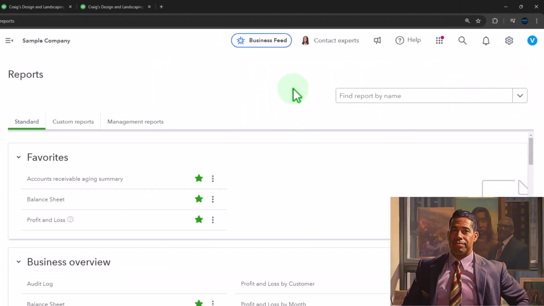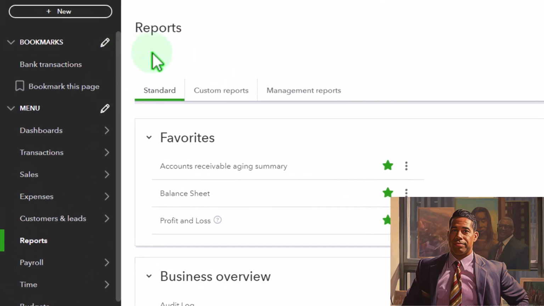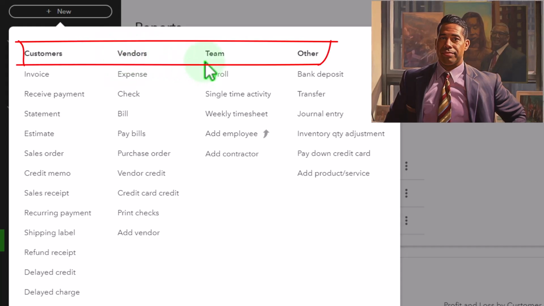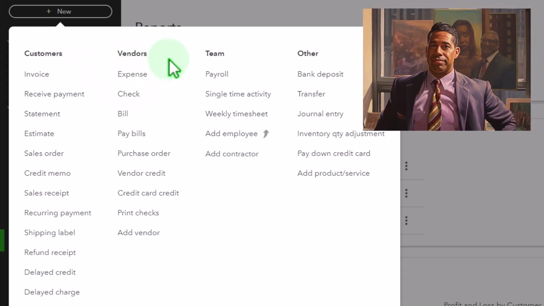Now, the general way I would tend to think of it is that if I'm doing normal day-to-day data input, then I'm usually somewhere on the left-hand side, and usually I'm looking at forms. The shortcut to the forms is up top. So we're going to be going into here. This has everything broken out by basically what I would call the cycles. So you have the customers, the vendors, and the team.